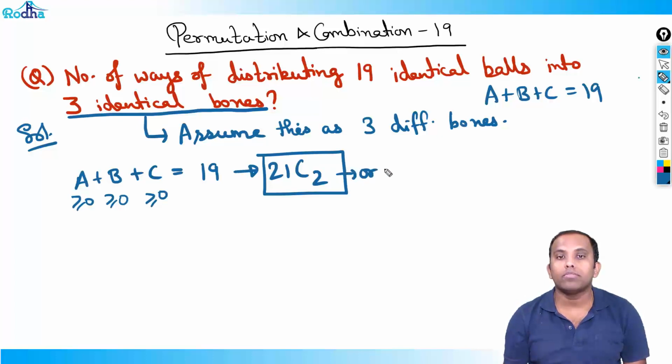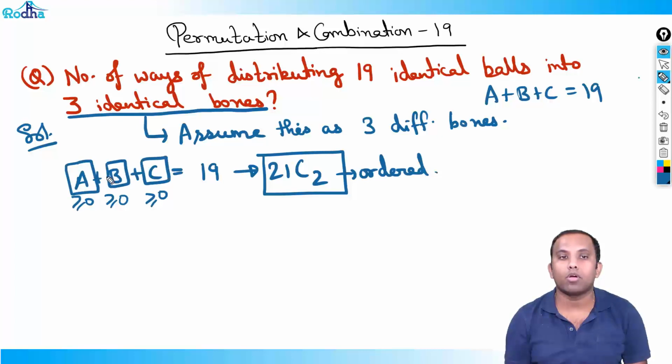Now, 21C2 is an ordered solution. Obviously, that means if I can make cases here, if A, B, and C are 3 boxes, and one case is like 4, 5, and 10, this is counted in 6 ways in this ordered solution.